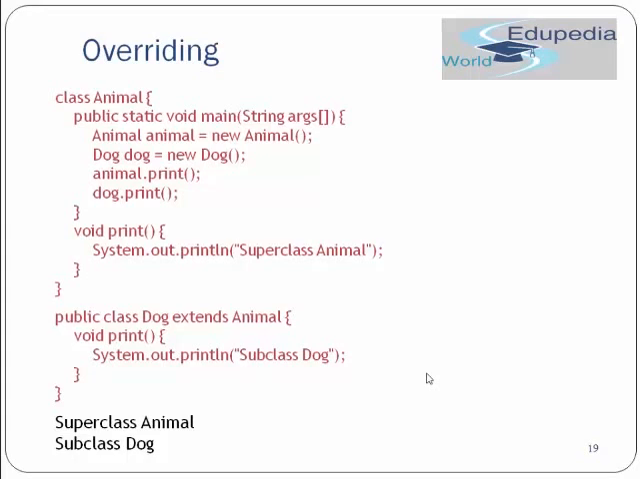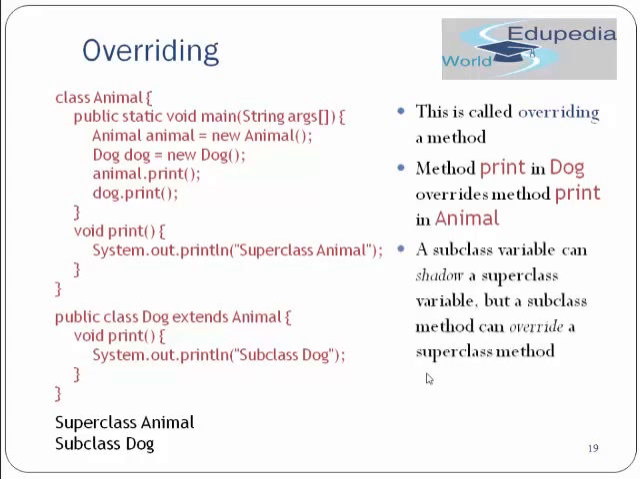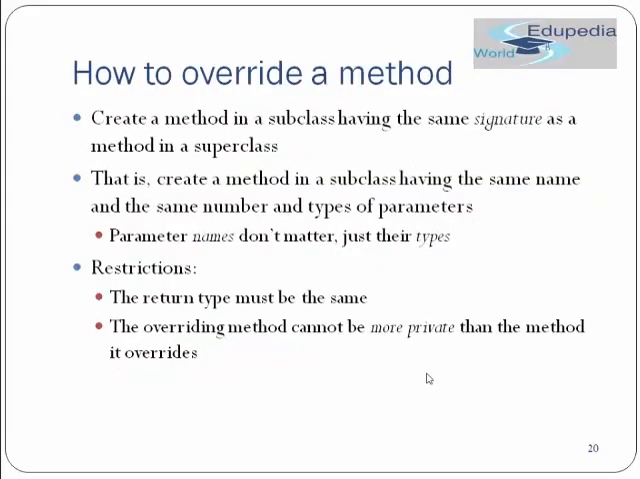That's a very simple example. Because the object and the reference are of Animal, the Animal method is getting called, and when we do it with a Dog, the Dog method is getting called. So basically, we have overridden the method print in the subclass. Method print in Dog overrides the method print in Animal. A subclass variable can shadow a superclass variable, but a subclass method can override. So variables are always shadowed and methods are always overridden.